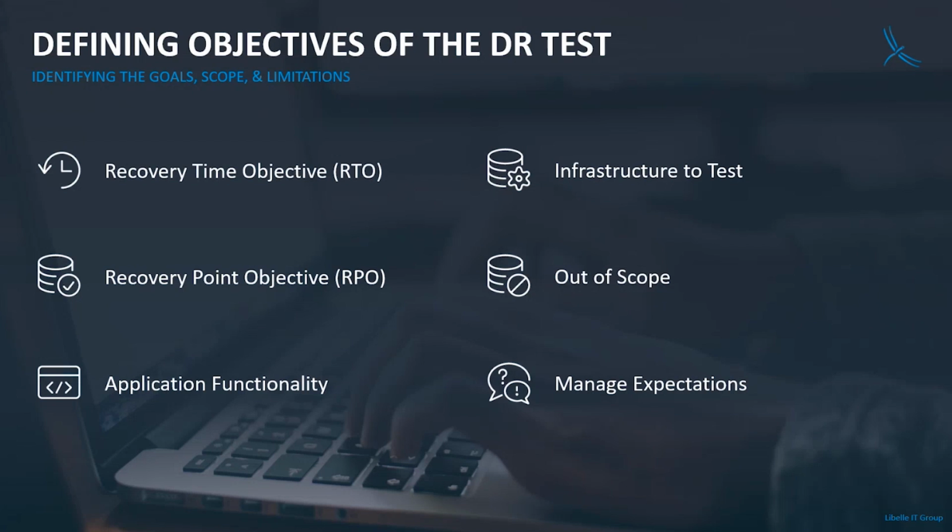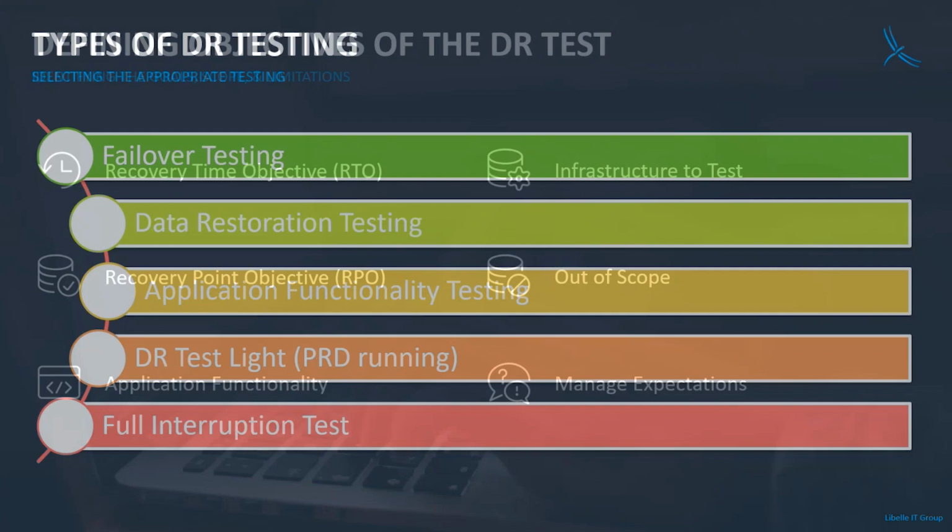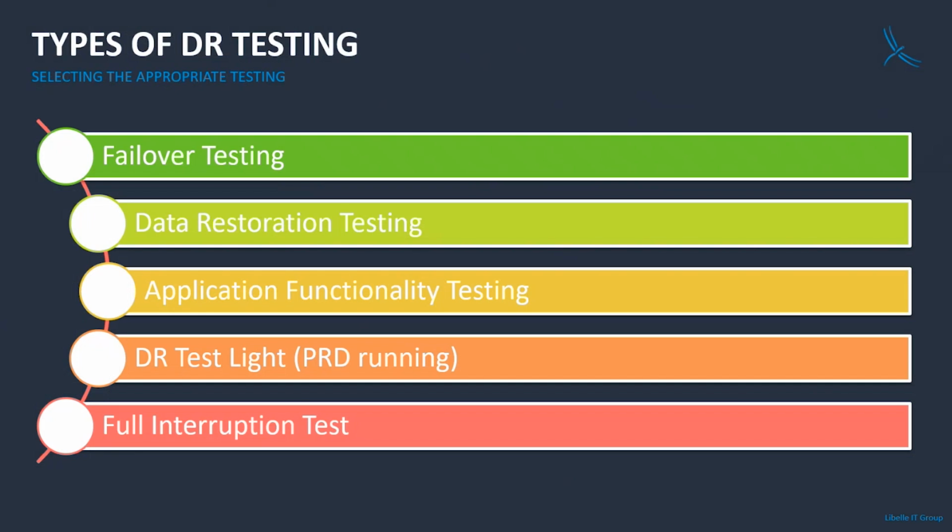If we have the goals, then we need to think about scope and limitations. So we need to think about which databases, which applications, which components in our network are to be tested. And we also need to think about what is outside of the scope to manage expectations. Then there are different test types that we can do. First is the failover testing. That is the testing of our manual or automatic failover procedure. Does it work or does it not work?